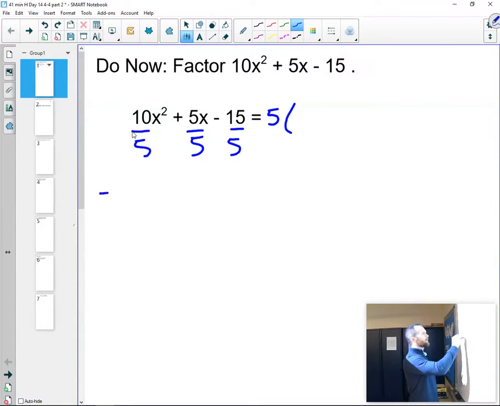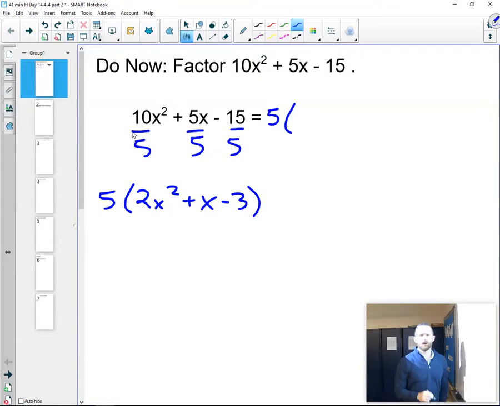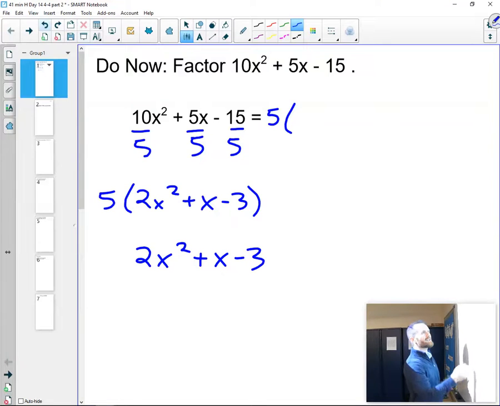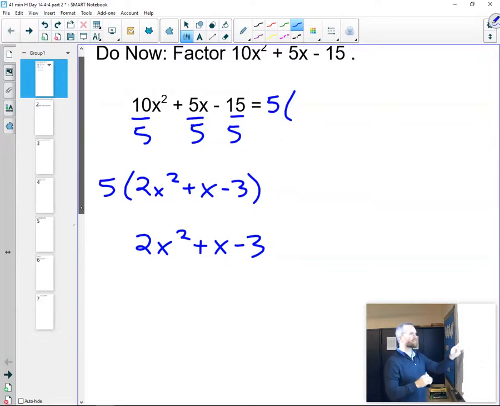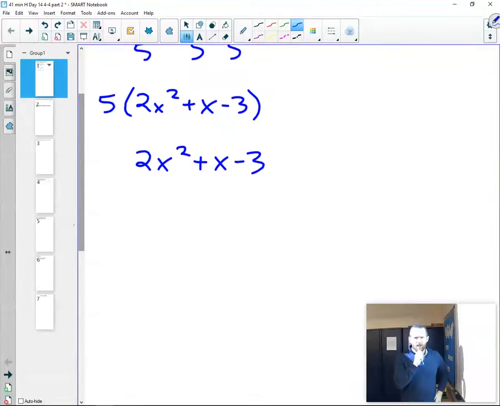All right, so let's get back to what we're looking at. So it's 5 times, let's see, that's 2x squared plus x minus 3. All right. Now we can just focus on this trinomial. So I'm going to ignore the 5 and just rewrite it as 2x squared plus x minus 3. Because I already put the 5 there in my answer, so now I can forget about the 5 because I know it will be there at the end. So now we just have to factor 2x squared plus x minus 3.